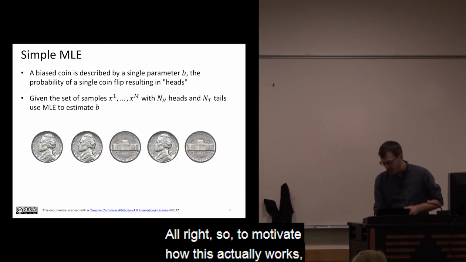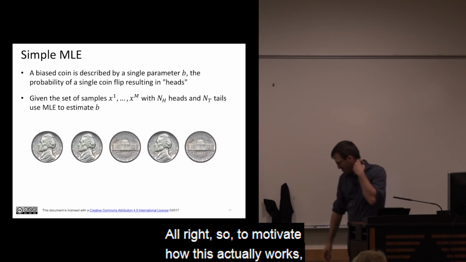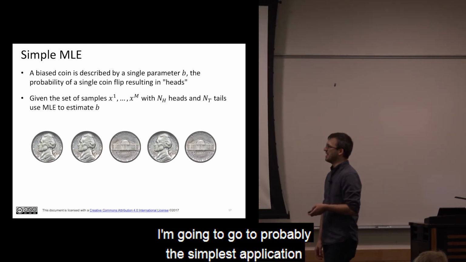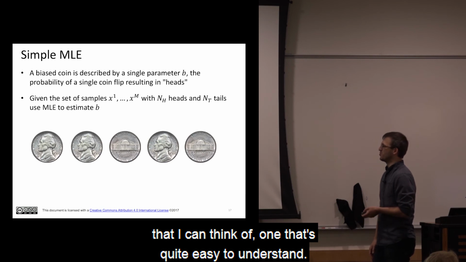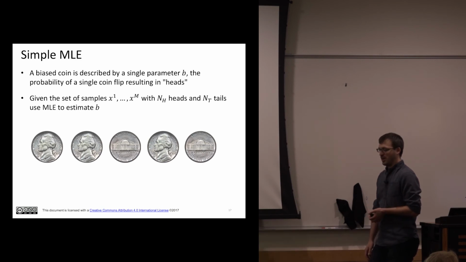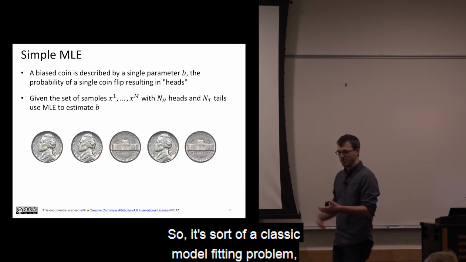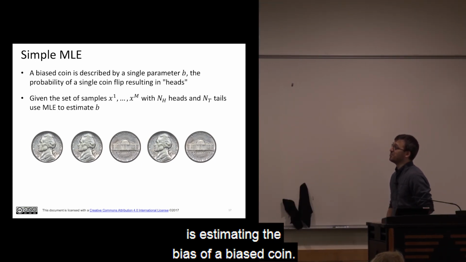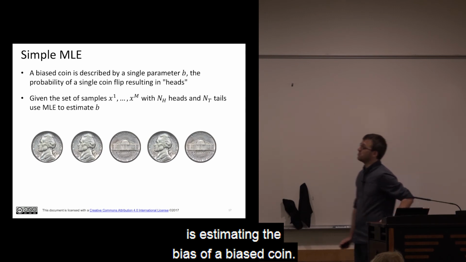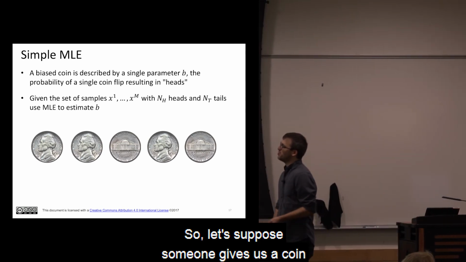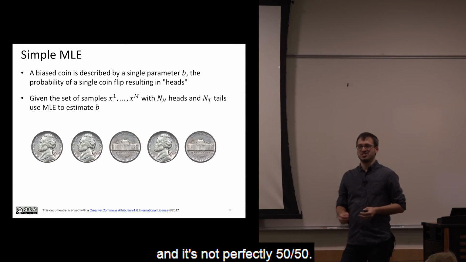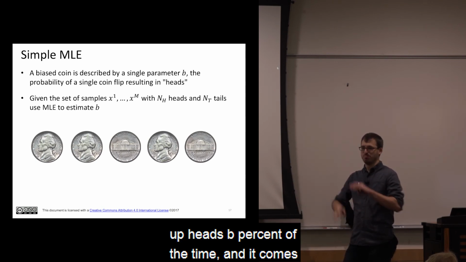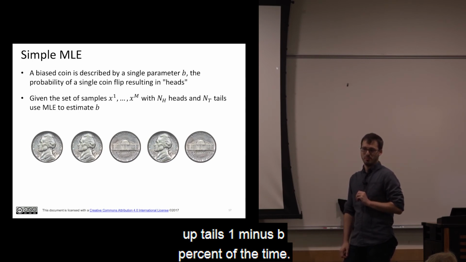All right. So to motivate how this actually works, I'm going to go to probably the simplest application that I can think of, one that's quite easy to understand. A classic model fitting problem, which you probably wouldn't really think of as a model fitting problem, is estimating the bias of a biased coin. Let's suppose someone gives us a coin, and it's not perfectly 50-50. If you flip it, maybe it comes up heads B% of the time, and it comes up tails 1 minus B% of the time.